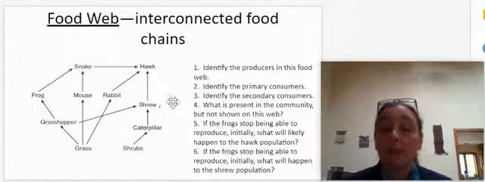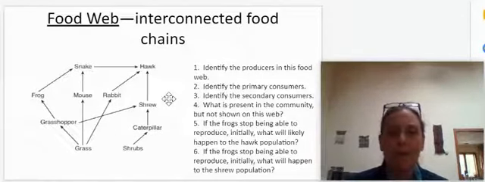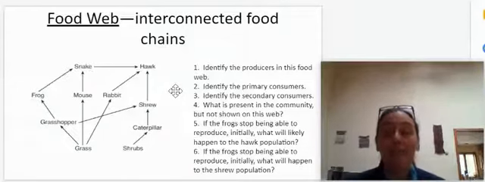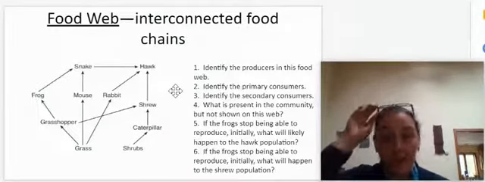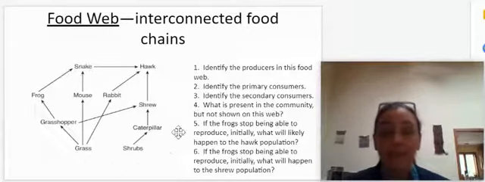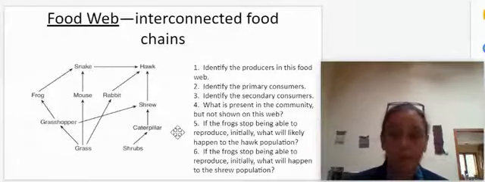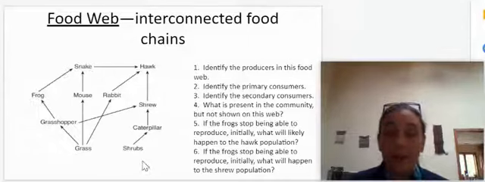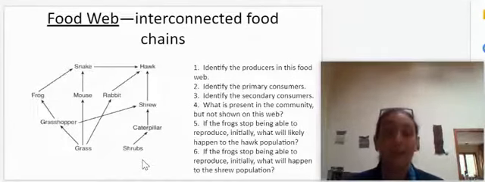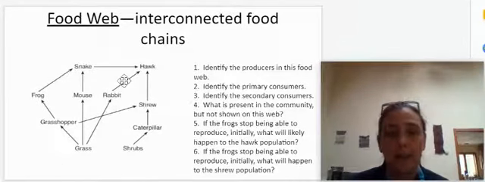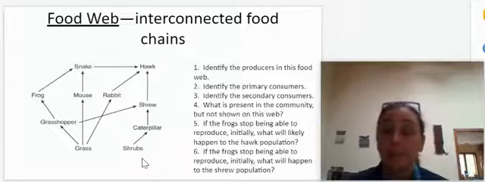What's present in the community, but not shown in this web? So what organism is in this ecosystem that it cannot exist without? Well, everything here may die. Those atoms need to get recycled. We know there's a constant source of energy from the sun going into the shrubs and the grass, but there is no constant source of atoms. There's a limited number of atoms on the planet that are going to cycle. So who's missing here that's necessary? Decomposers. The decomposers are needed to move the materials back.